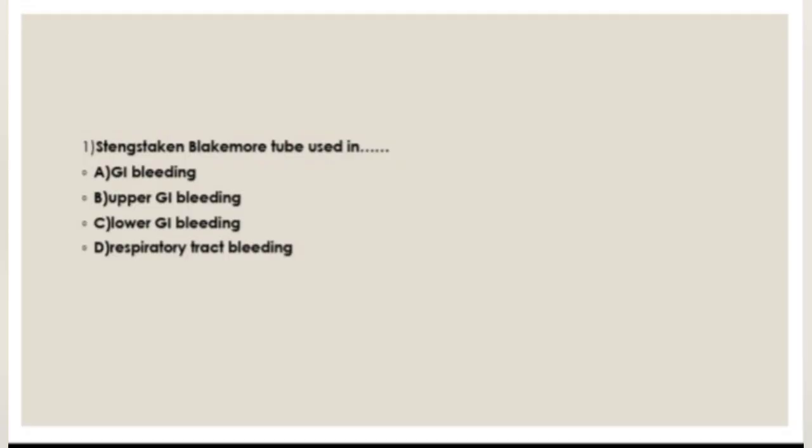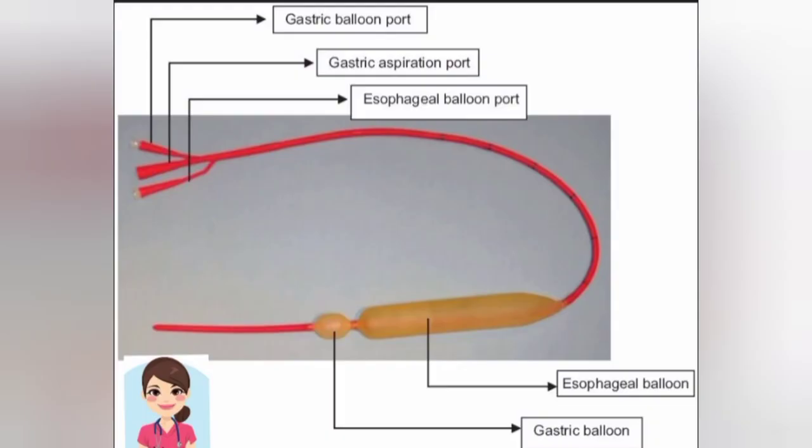First question, Sengstaken-Blakemore tube used in option A, GI bleeding, option B, upper GI bleeding, option C, lower GI bleeding, option D, respiratory tract bleeding. Correct answer is option B, upper GI bleeding. So what do you mean by Sengstaken-Blakemore tube? These are the tubes usually we are using to suppress upper GI bleeding, especially esophageal varices.